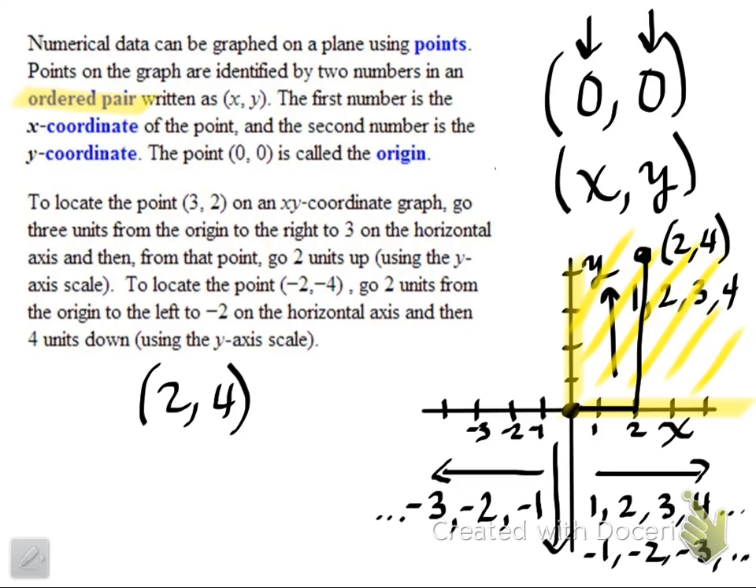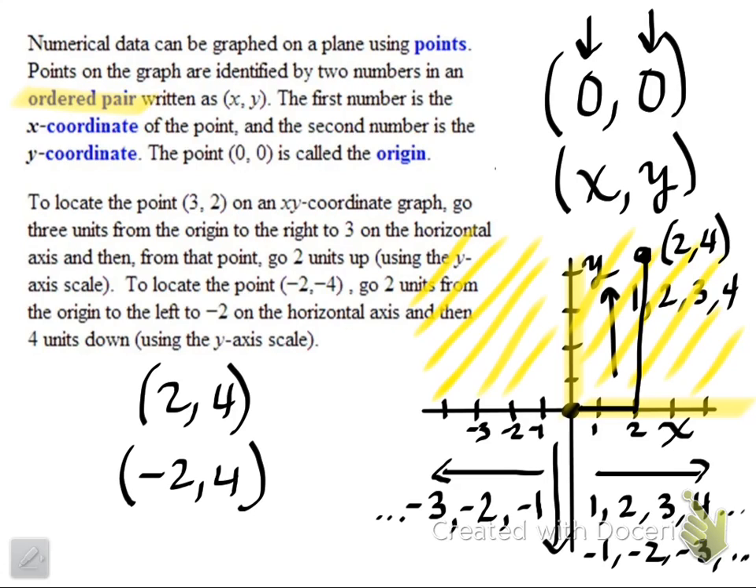If we have values in our second quadrant, our values would be a negative and a positive, because we would be moving negative and then we would be moving positive. And again, same for the other quadrants. This quadrant here would be negative, negative, and this quadrant here would be positive, negative.